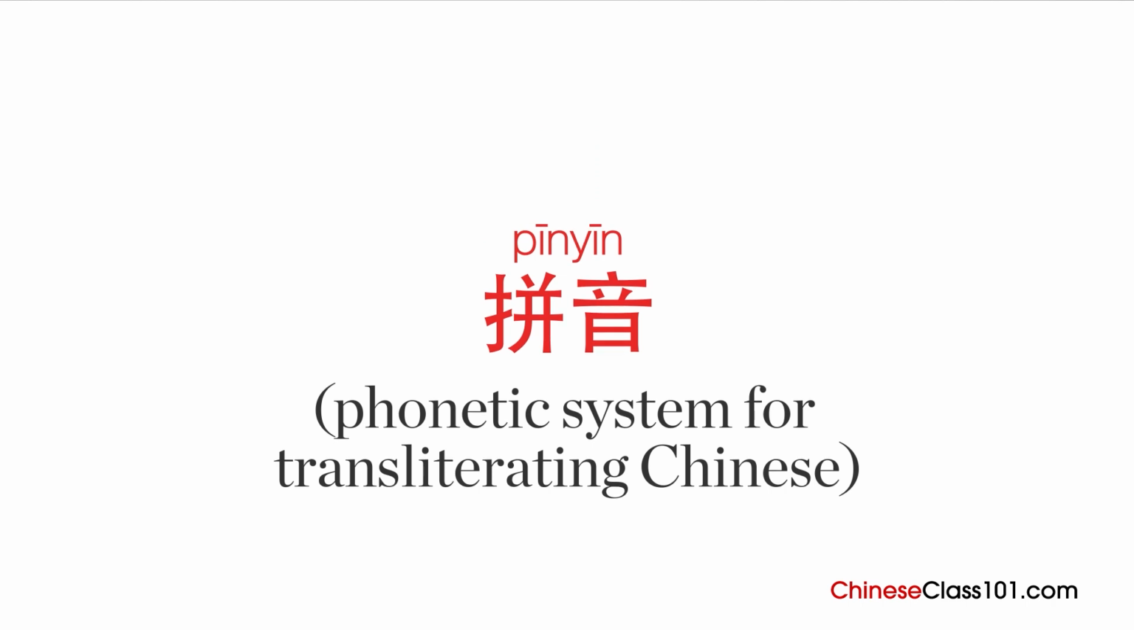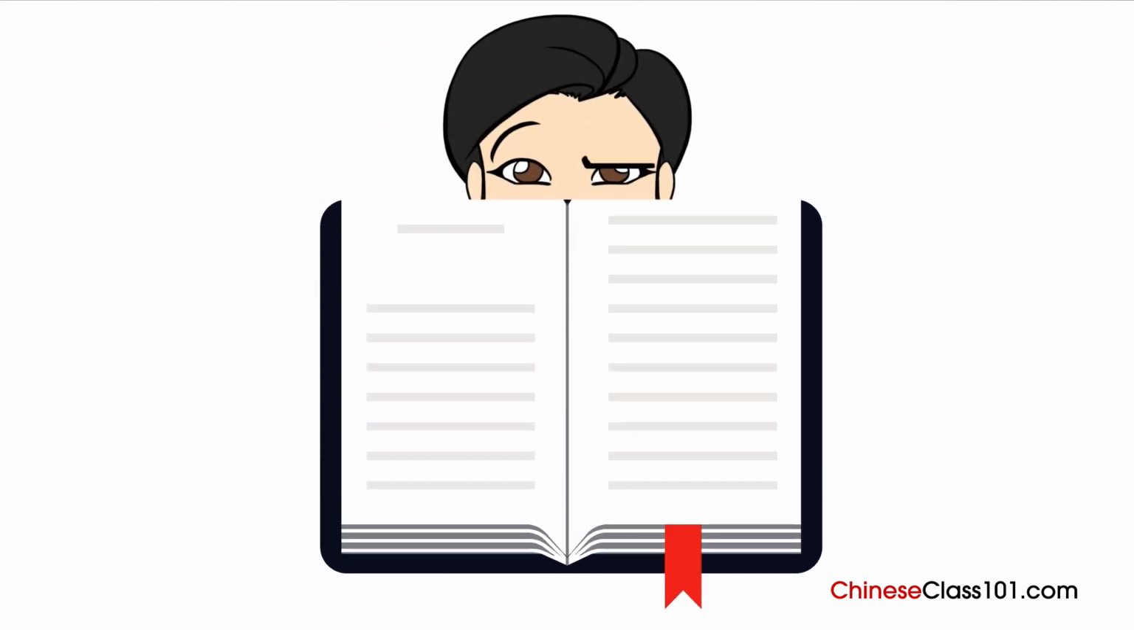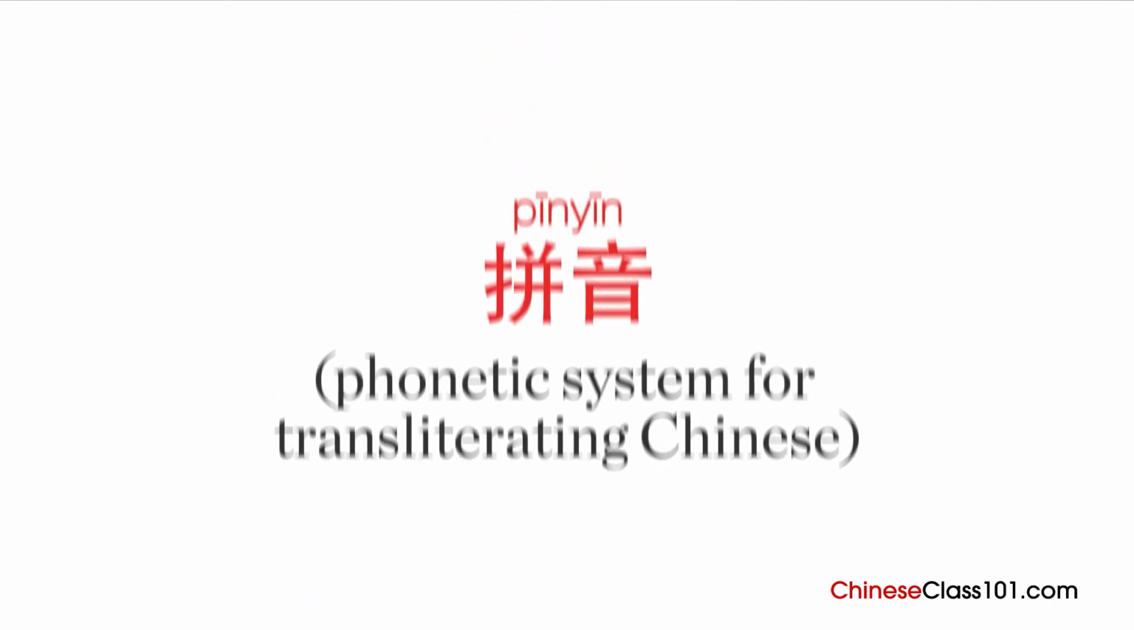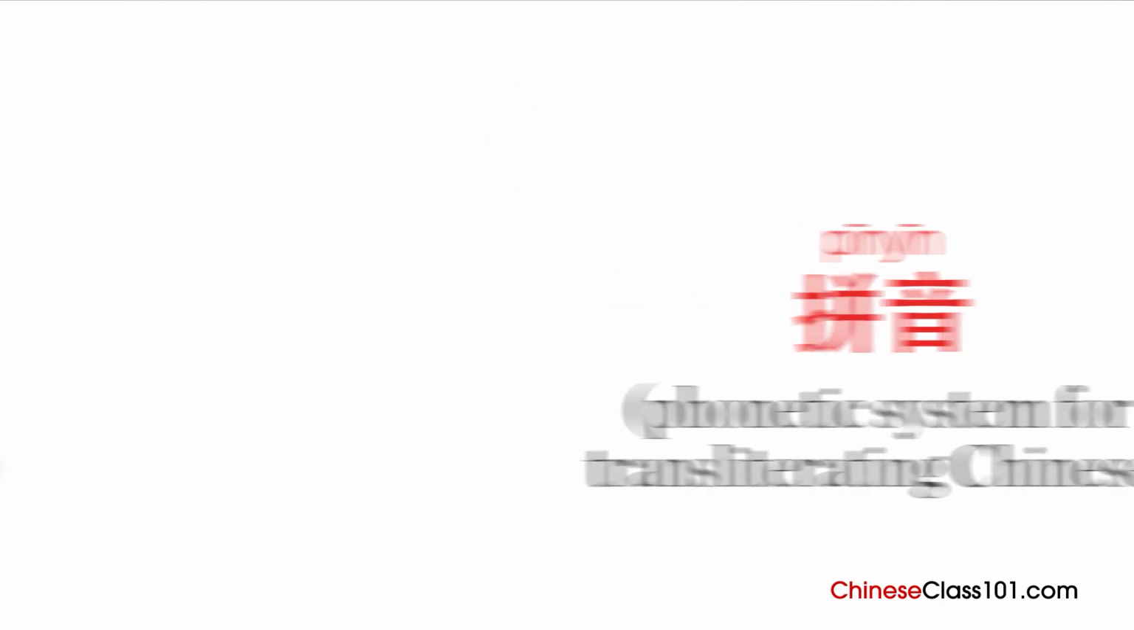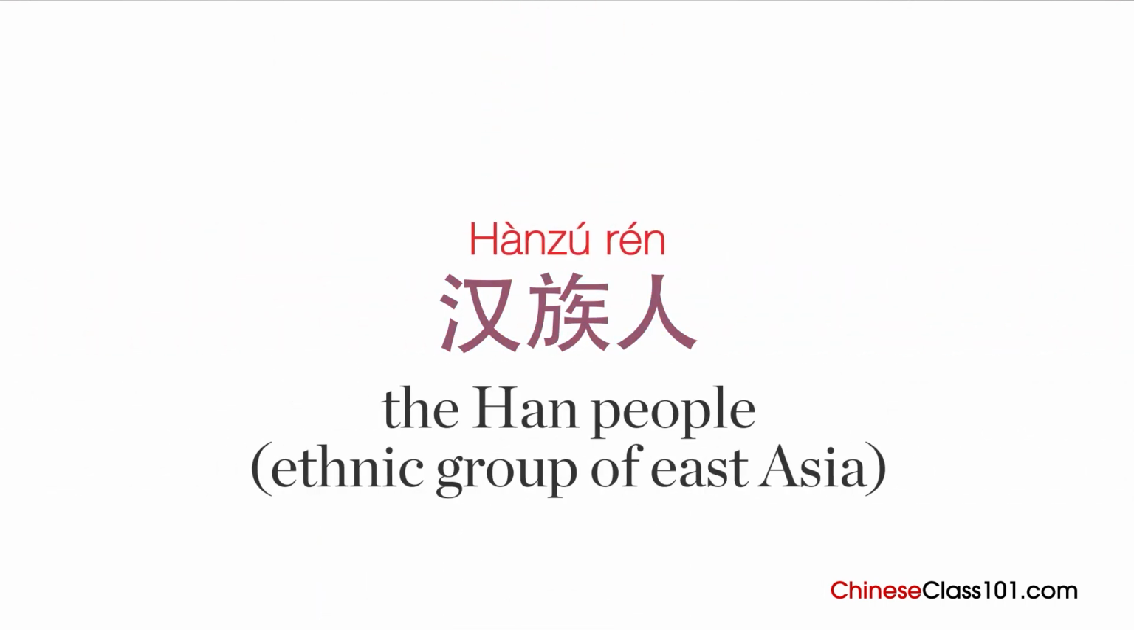Pinyin is the standard most commonly used phonetic system for transliterating Chinese, meaning spelling out Chinese using Roman letters. When you look up a word in a Chinese dictionary, there's always pinyin assigned to each Chinese character. It's a way to read and pronounce Chinese words through English letters.